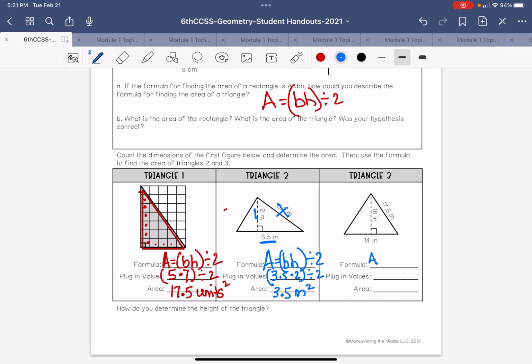Okay, formula. Every time I'm going to write down the formula so I know what numbers I have and what I need. I need the base, which is this number, and I need the height, which is this line. This number I do not need. So 14 times 16, and all of that divided by 2. Remember, order of operations, I have to do what's in parentheses first. So 14 times 16 is actually 224. I still have to divide that by 2, and my area is 112 inches squared.